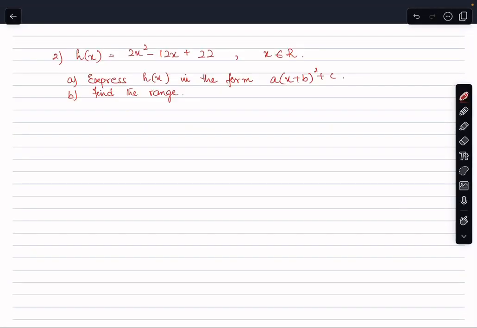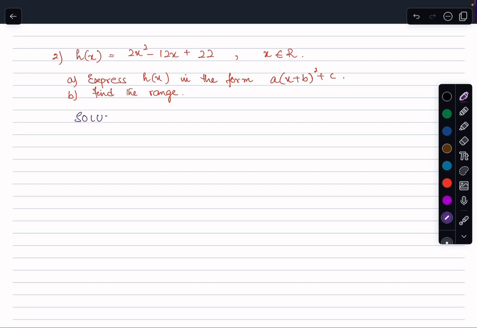Now the given function is h of x, which is equal to 2x squared minus 12x plus 22, and x belongs to R, meaning x belongs to all the real numbers here. First is to express h of x in the form a bracket x plus b the whole square plus c. So that is the completed square form, which we already know how to solve.